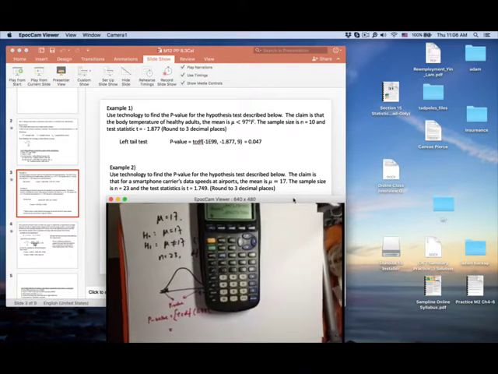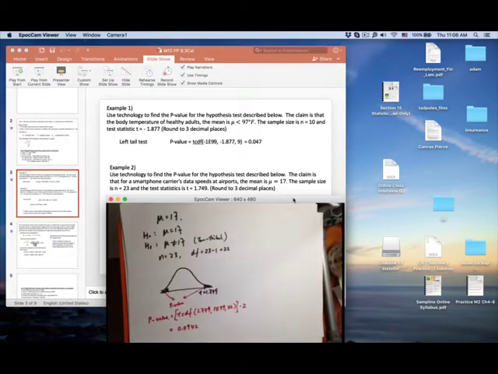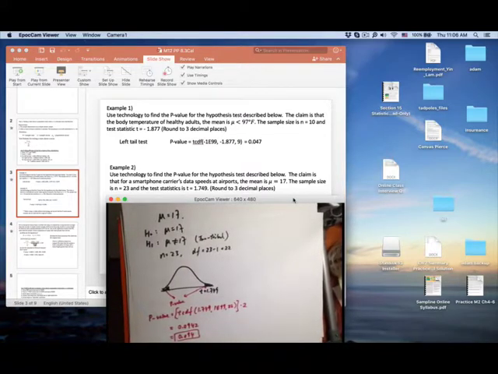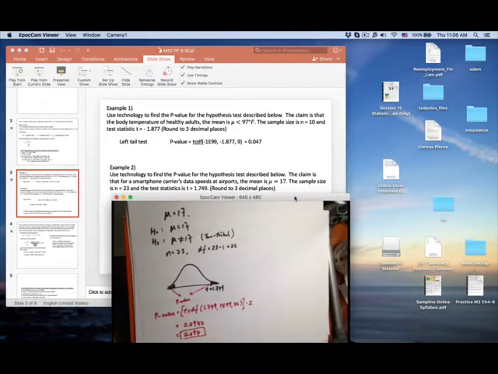So you should get 0.0942. Okay, if we only take 3 decimal places, that will be 0.094. Okay, so this is how you find the p-value using the t-distribution.